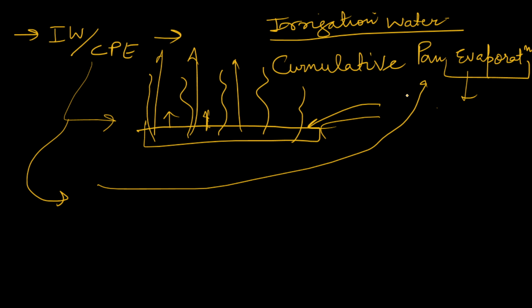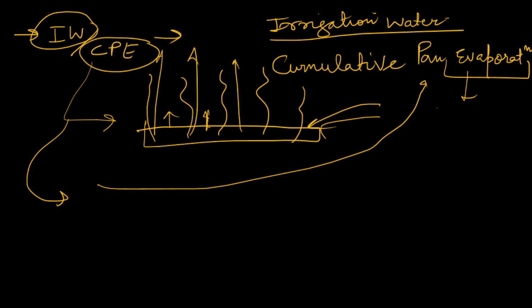So this is what IW by CPE ratio is: irrigation water by cumulative pan evaporation. Dependent on the amount of evaporation, we have to schedule the irrigation. So I hope you understand, and you can simply explain this in a paragraph of 5-6 lines, that will be enough.